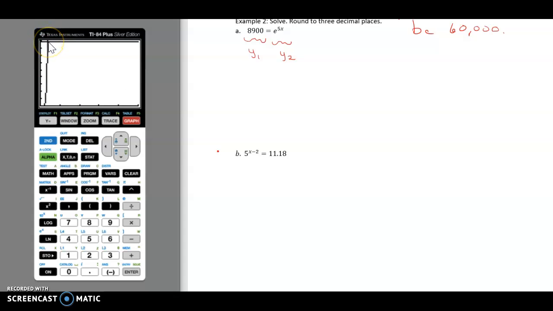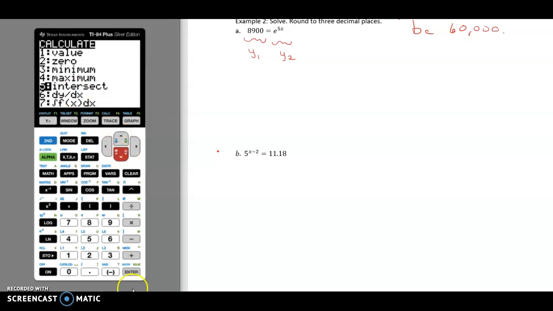It's right here. So second, trace, and go down to the fifth option, intersect. So I'm going to move my cursor. You'll use the left, right one. We're on that horizontal line. I move a little bit closer to that intersection point. And I'm going to press enter. It jumps over to the next curve. I'm going to press enter, and it's pretty close to the intersection point. And then enter one more time.